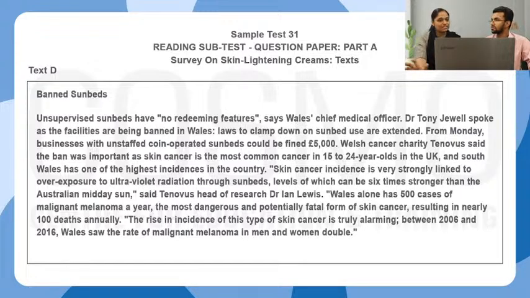That's the thing. We got the keyword UV exposure in both text C and D, but text D had the proper answer. Overexposure to ultraviolet radiation is mentioned in text D. So our answer is D. Now let's move on to question number 3.